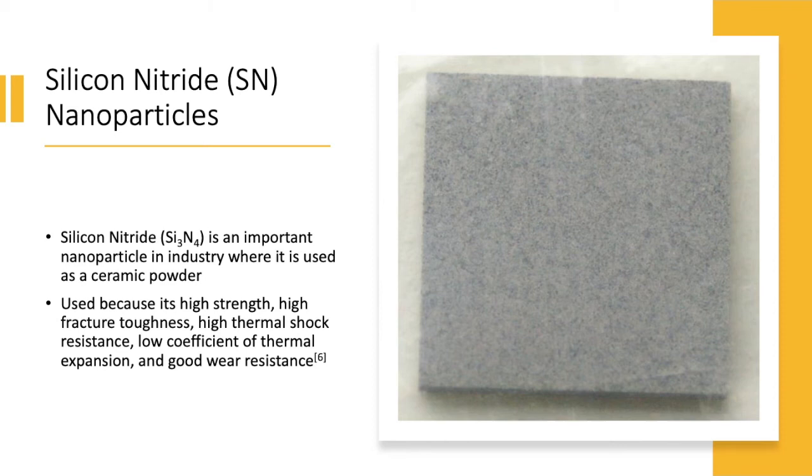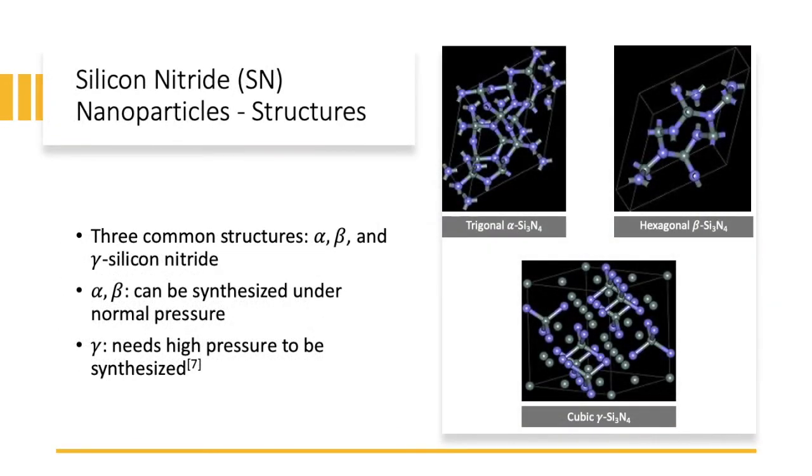So moving on to silicon nitride. Silicon nitride is an important nanoparticle in industry where it's used as a ceramic powder. It is used because of its high strength, high fracture toughness, high thermal shock resistance, low coefficient of thermal expansion, and good wear resistance. So you can notice a trend between these nitride nanoparticles, as they are very tough in nature. And so there are a few different types of these silicon nitride nanoparticles.